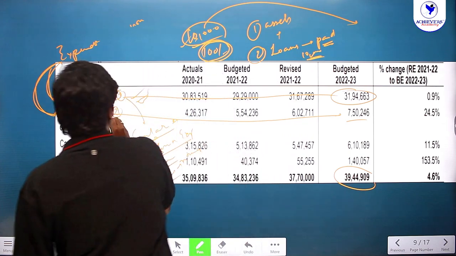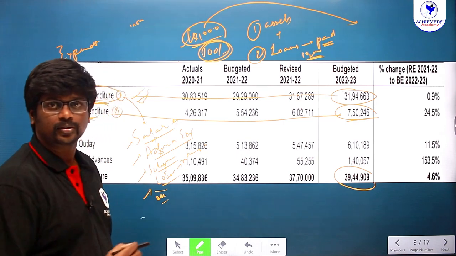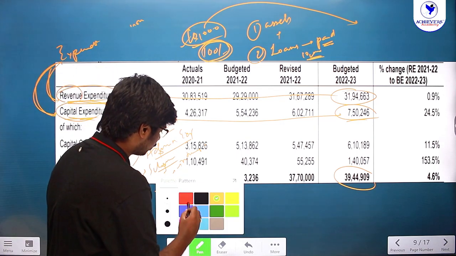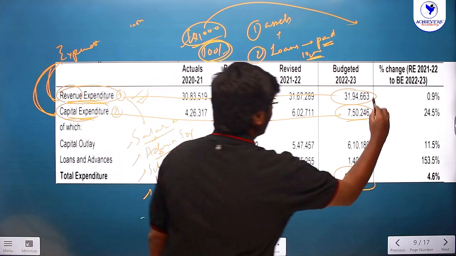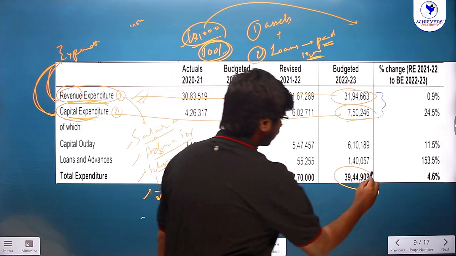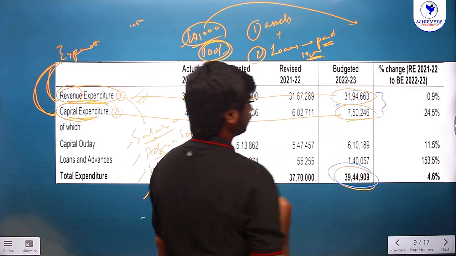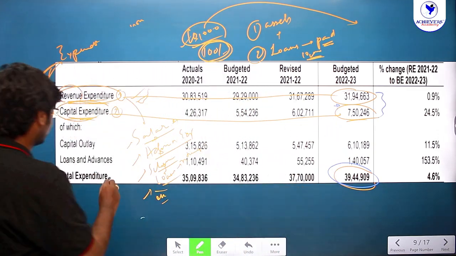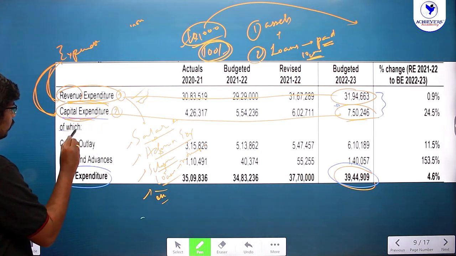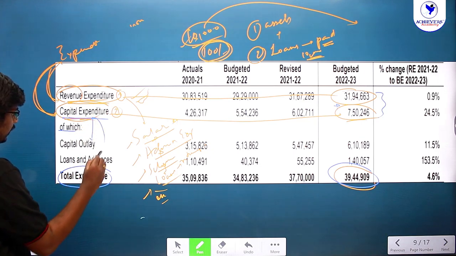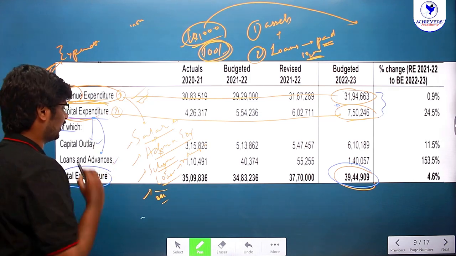Okay, so capital expenditure is estimated to be 7,50,000 crores. So when you add both these values, you should get the total expenditure. So revenue expenditure plus capital expenditure gives you the total expenditure. Capital expenditure of which? So capital expenditure is again divided into two parts: capital outlay and loans and advances.